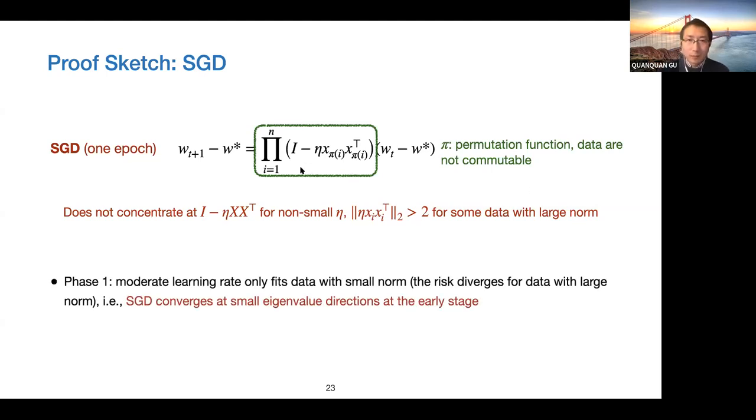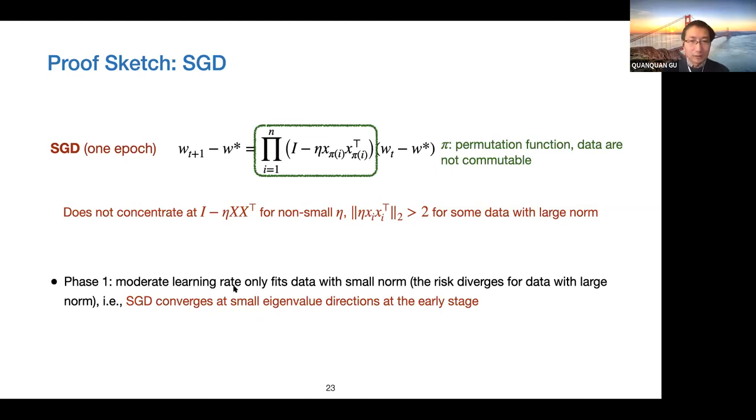Another thing I want to mention is if you choose the step size to be very small, you can expand this product term. The zeroth order term is identity. The first order term in eta is just eta times the summation of these rank one matrices, which is eta times x x transpose. The remaining terms are eta squared, eta cubed, or higher order terms in eta. If eta is very small, then the dominating terms will be the zeroth order term and the first order term, which is exactly identity minus eta x x transpose. So in that case, you can argue that SGD and GD become very similar to each other. But when eta is not that small, the behavior of this product matrix will be very different from this one. That's the reason why SGD and GD should be differentiated at a moderate learning rate.